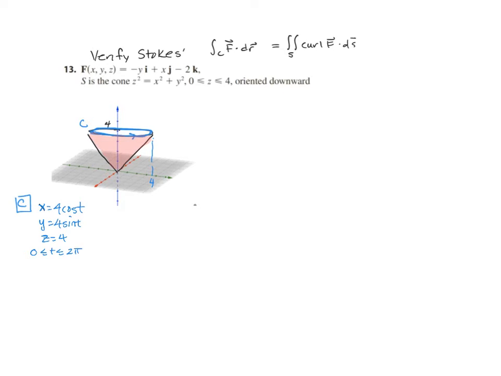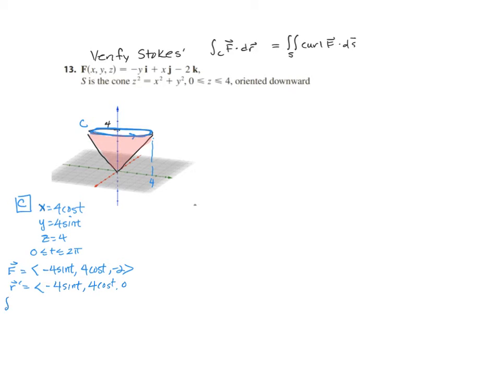And once around there. So putting that into our f is minus y, x, and negative 2. So I'm just grabbing my f here, putting in my y and my x. We also need r prime. So r prime would be the derivative here. So negative 4 sine t, 4 cosine t, and 0.